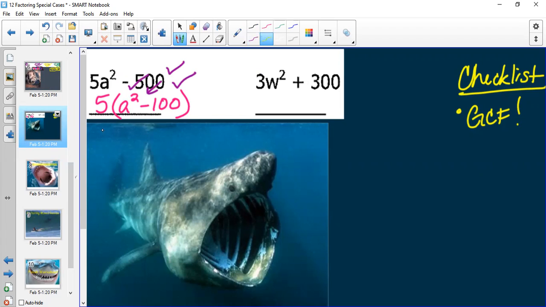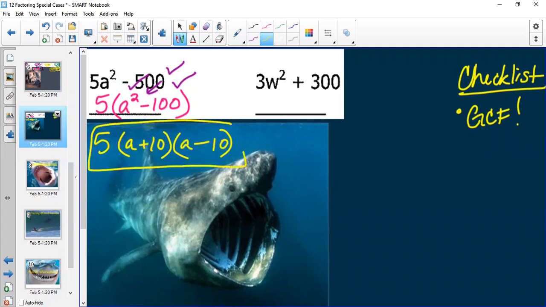So I can go further now. So I'm going to keep my GCF, and then I'm going to split that into 2 binomials. Square root of a squared, which is just a, square root of 100, which is 10. Remember the good times, remember the bad times. And that would be our answer.